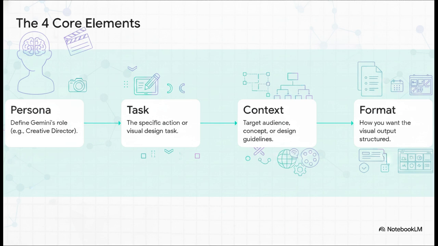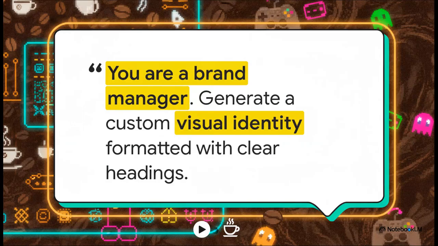Step 3 is context, where you feed it the target audience, the business concept, or the design vibe. And finally, Step 4 is format. Tell the AI exactly how you want the visual output structured, whether that's a mood board summary, a bulleted list, whatever you need. And this brilliantly illustrates that framework in action.